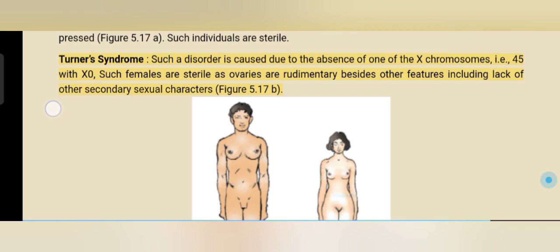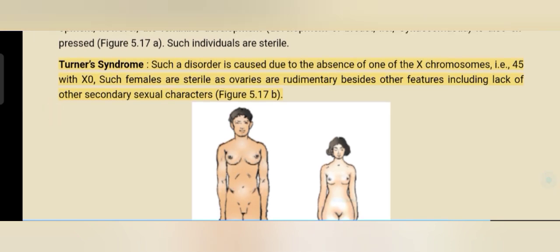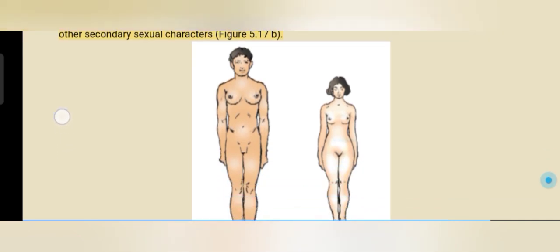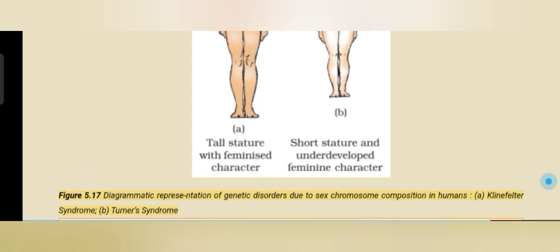Turner syndrome. Such a disorder is caused due to the absence of one of the X chromosomes, i.e., 45 with X0. Such females are sterile as ovaries are rudimentary, besides other features including lack of other secondary sexual characters, Figure 5.17b. Figure 5.17, diagrammatic representation of genetic disorders due to sex chromosome composition in humans. A. Klinefelter syndrome. B. Turner syndrome.